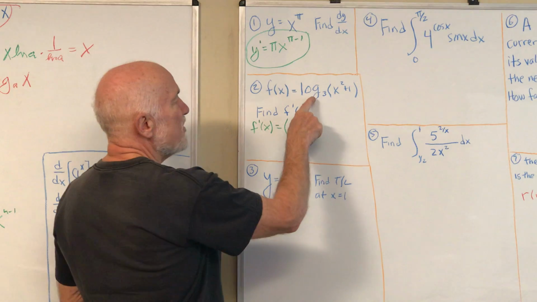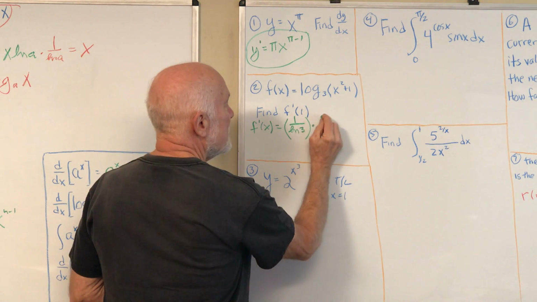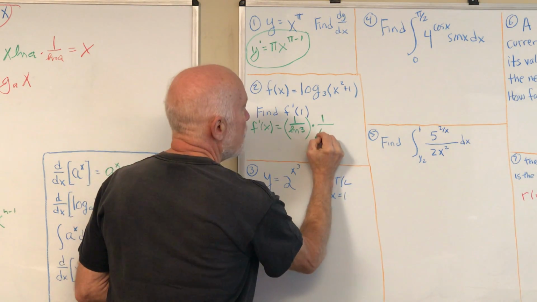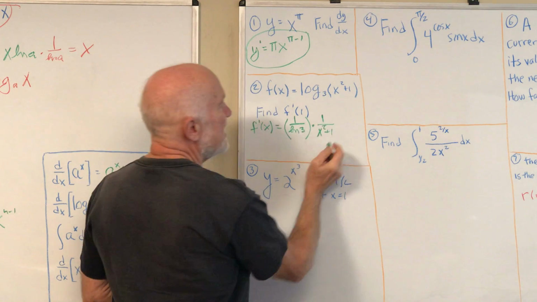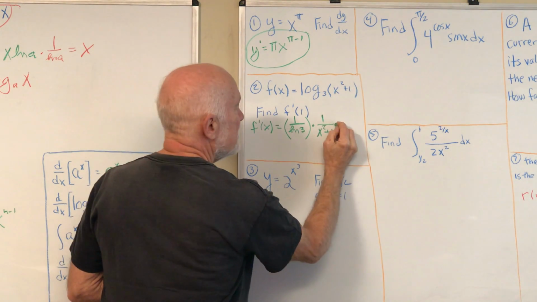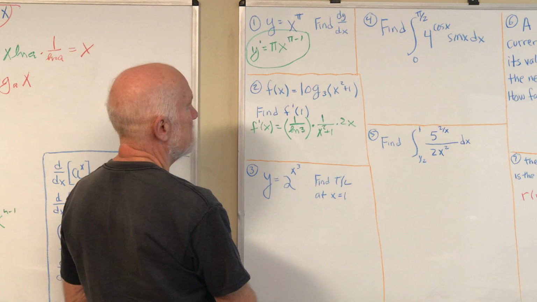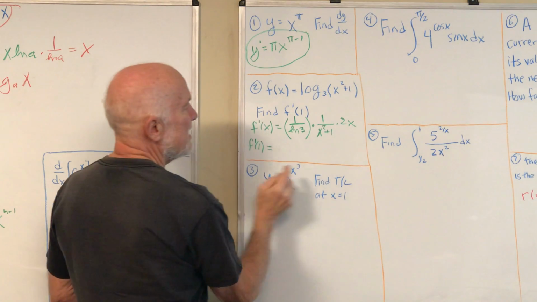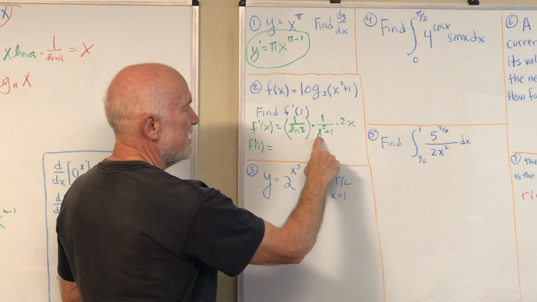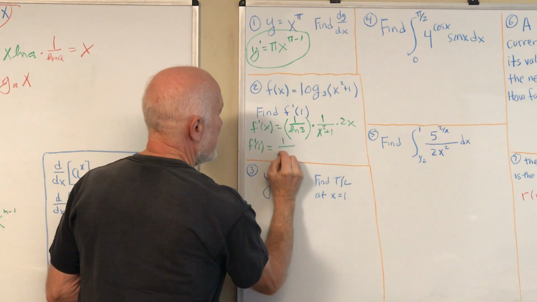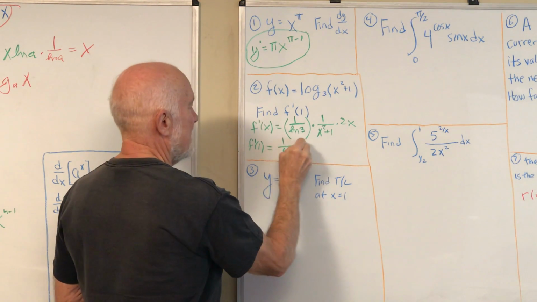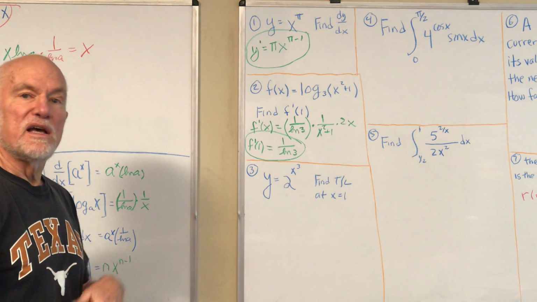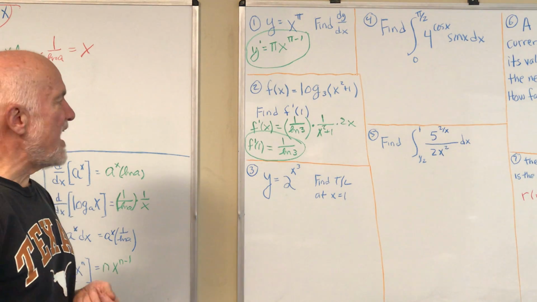So the derivative of the natural log of x is 1 over x. But we have to do the chain rule because this is not x, it's a function of x. So we go 1 over x squared plus 1, and then times the derivative of that, which is 2x. So that means f prime of 1 is going to be 2 divided by 2, or 1 over the natural log of 3. And that's our answer. That's a slope. That's a number. 1 over the natural log of 3. You put it into your calculator, you can find out exactly what number that is.